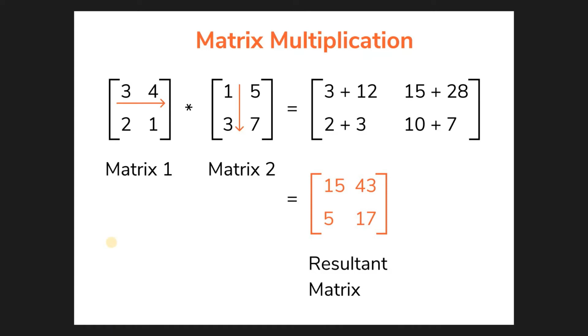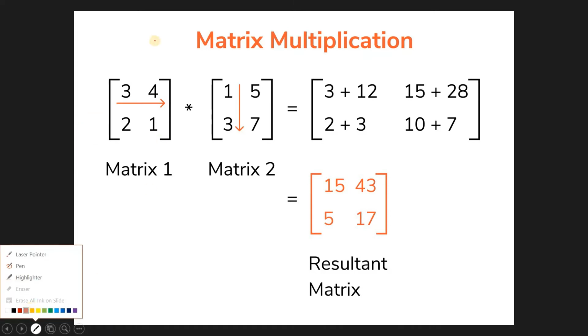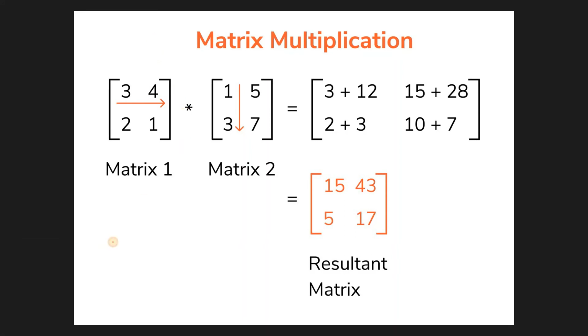Now about matrix multiplication. So actually this is nothing but a dot product. I'll use a pen. So when you use a dot product, the syntax is nothing but, suppose A is the name of the array, we just write A dot B.